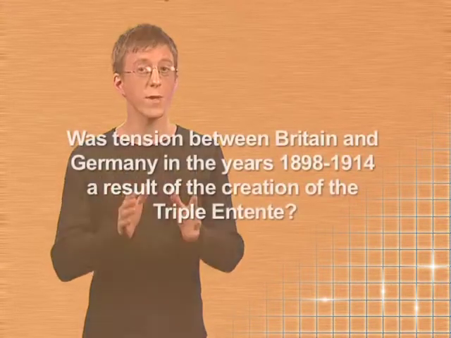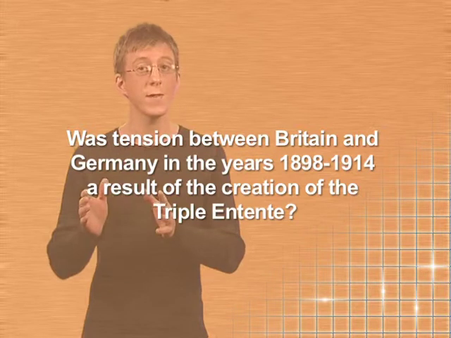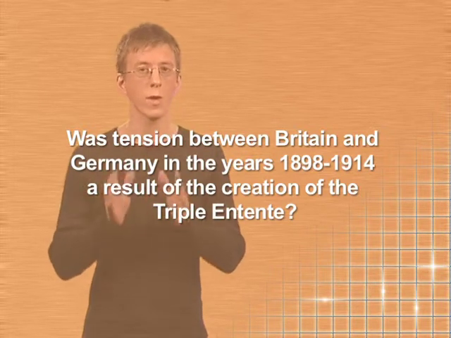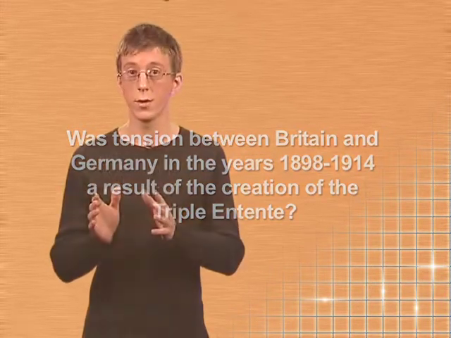One of the key issues in studying foreign policy of this period is Britain's entry into World War I in August 1914. In the years leading up to this, Britain's relationship with Germany was strained, and this is the focus of our next question. Was tension between Britain and Germany in the years 1898 to 1914 a result of the creation of the Triple Entente?